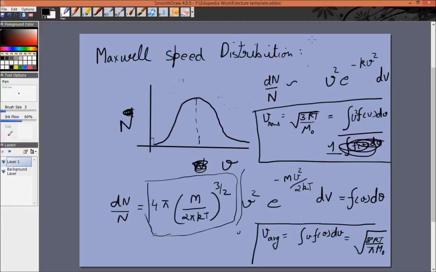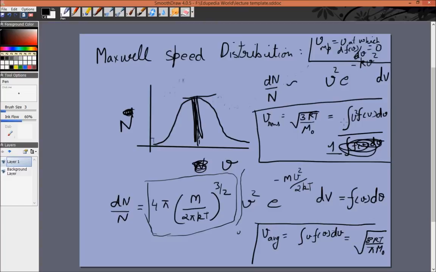And similarly you have the third, which is the most probable speed. Most probable speed is simply the speed which the maximum number of particles have. That you can see easily. How do you find it? The slope should be 0, the derivative should be 0. So it is the v at which d of f of v by dv is equal to 0.